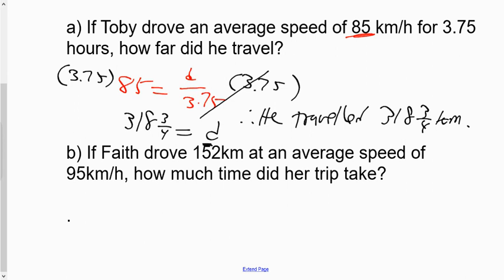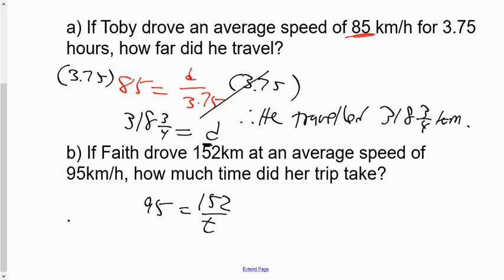So our second formula, we're going to start with still speed equals distance divided by time. This time, if Faith drove 152 kilometers, that's the distance she drove, we're going to erase the D and put in 152 kilometers at an average speed of 95 kilometers per hour. How long did it take?